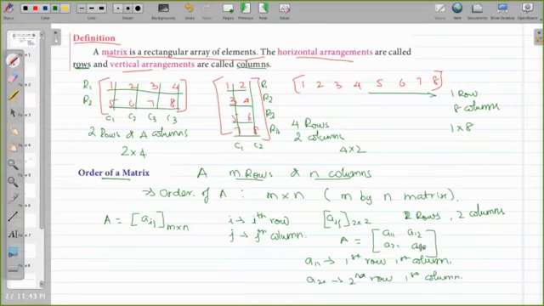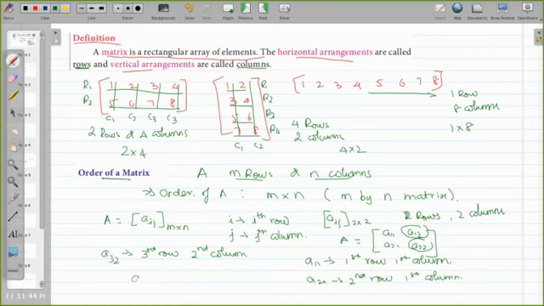We can say all like this. So this is second row, second column. This is first row, second column. Any matrix we can represent in this form. So if they mention A32, what does it mean? Third row, second column.